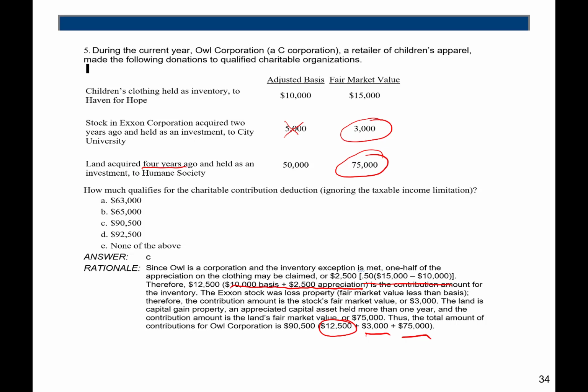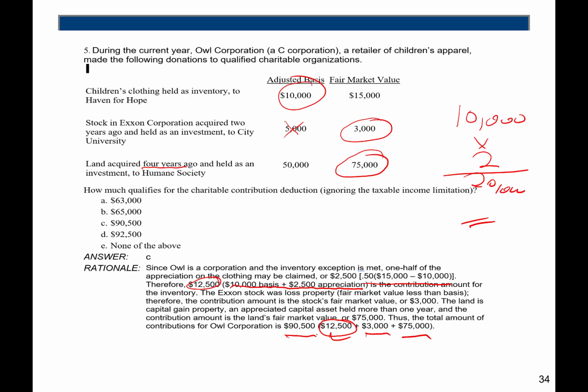Take the basis plus half the appreciation. Appreciation is the difference between the basis and the fair value, right? And we take half of that and add that to the basis. That gives us the amount that they can deduct, as long as that is less than what? Double the basis. Well, if you take the basis on this children's clothing, 10,000 times 2 is what? 20,000. So 12.5 is way below 20,000, isn't it? Okay, so we would go ahead and pick up that 12.5, and so we could deduct 90,500 here.